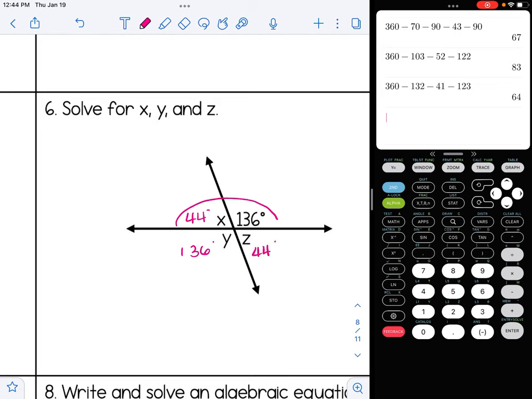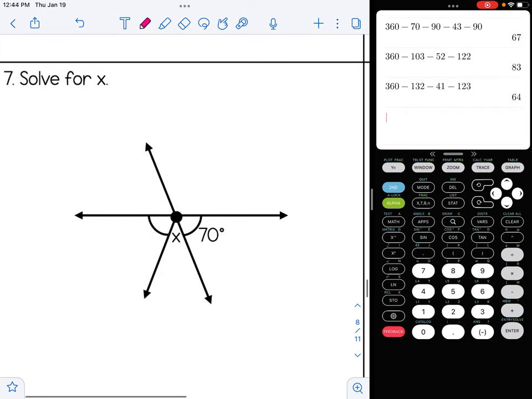44. Now, if we wanted to, we could also check this using our new facts and say, okay, does 44 plus 136 plus 44 plus 136 give us a sum of 360? And surely it does. All right, let's take a look at 2 more problems together.